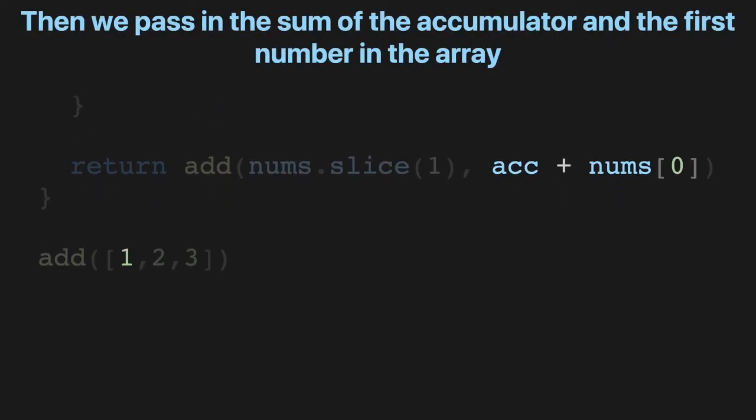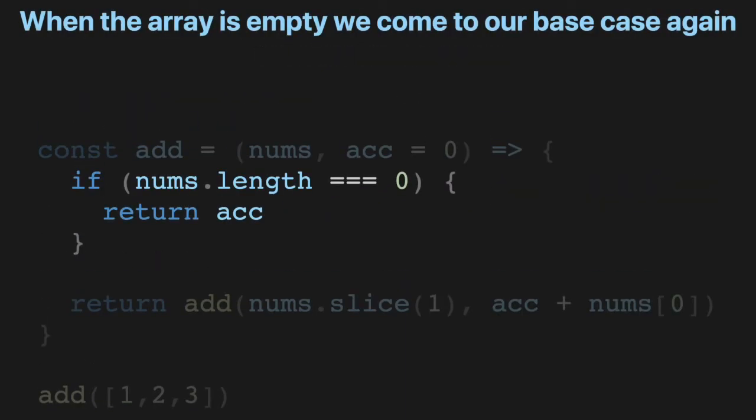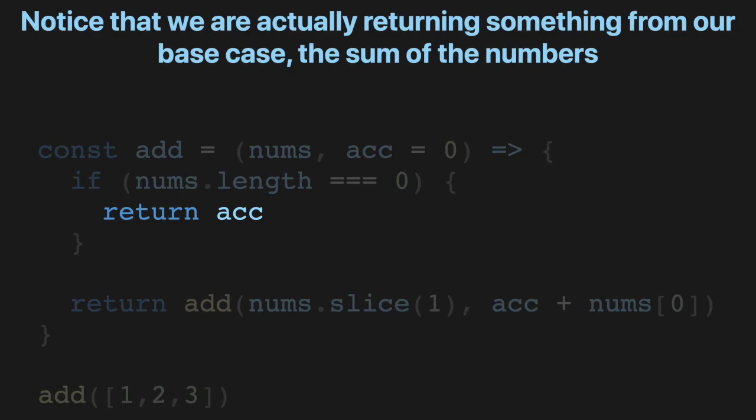Then we're going to pass in the sum of the accumulator and the first element in the array. The accumulator is 0 at this point, and the first element is 1. And so you pass in 1 to the next function call, and that would get added to 2. Now, since we're sending in the tail of the array every time, at some point it's going to be empty, right? We're not going to have any more elements. And then we come to our base case. But notice that we're actually returning something from the base case, and that's the sum of the numbers. It's this accumulator we've been building up.